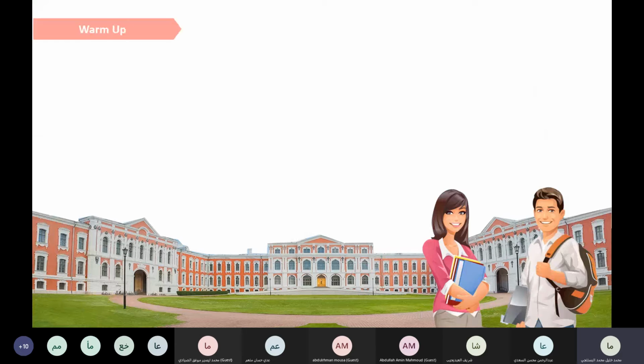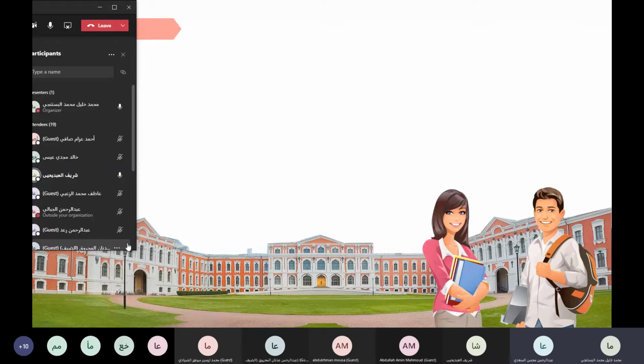Now, if you look at the picture, what do you think? Where are they? What does this picture represent? They are going to college. Good, college. Yes, this picture represents a university, a college. After finishing school, most of you will go to college or university.